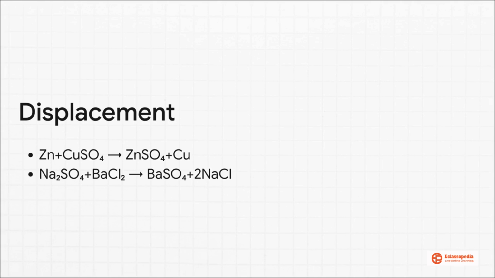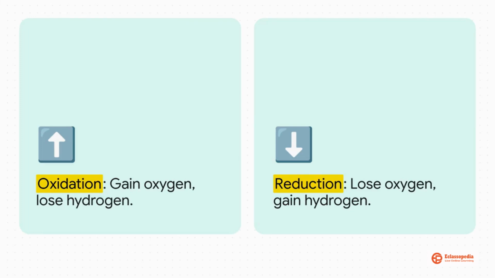Double displacement, on the other hand, is a mutual exchange of ions between two entirely different compounds. They simply swap partners, which often results in a solid precipitate, kind of like the barium sulfate you see forming on the right. Finally, we have redox reactions, which deal with the transfer of oxygen or hydrogen.